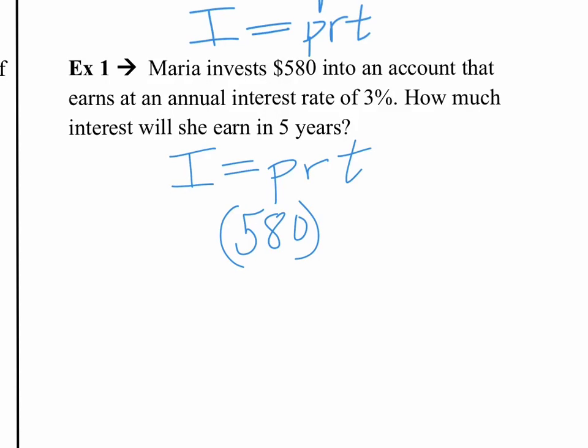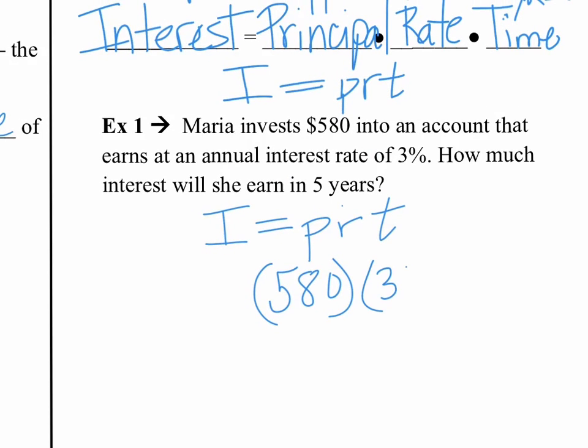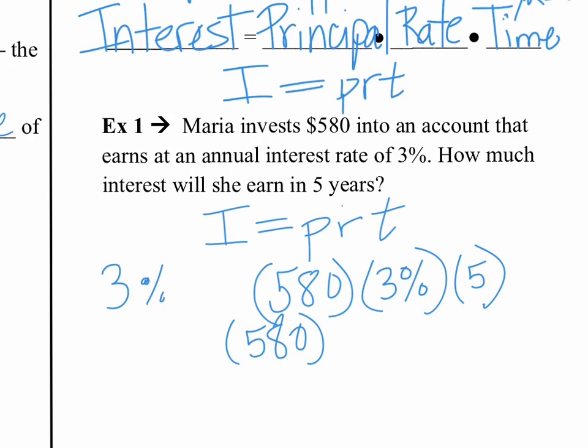The rate is 3%. Now we know that it can't stay as 3%. We have to change it to a decimal. And the time, that's right, in years, is 5 years. So rewrite the 580, change the 3%. This is why we've been doing this all year. Move it over 2 places to the left, change that to 3 hundredths, and bring down the 5.